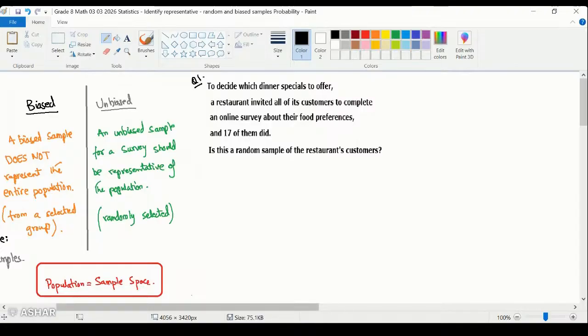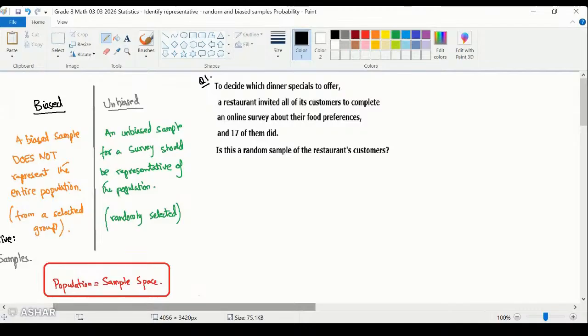We know the difference between the biased and unbiased, right? Unbiased is also known as random. A biased sample does not represent the entire population, whereas a random sample represents the entire population. So we can say which dinner specials are offered. A restaurant invited all of its customers to complete an online survey about their food, and 17 of the customers did the survey.